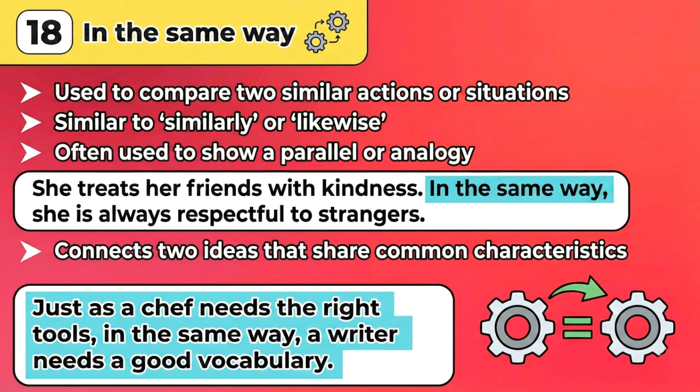Word number 18 is in the same way. This phrase is used to compare two similar actions or situations. It is similar to similarly or likewise. For example, she treats her friends with kindness. In the same way, she respects strangers. Another example is, just as a thief needs good tools, in the same way a writer needs good vocabulary.